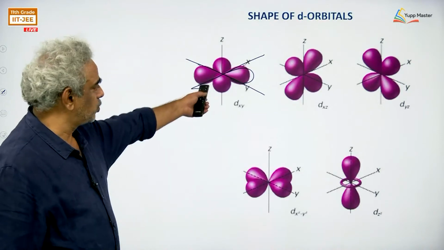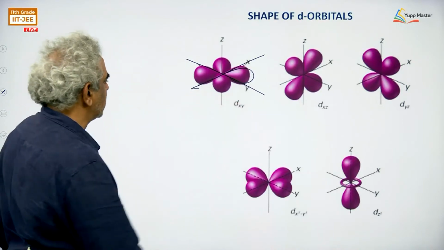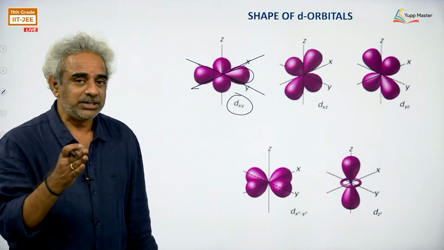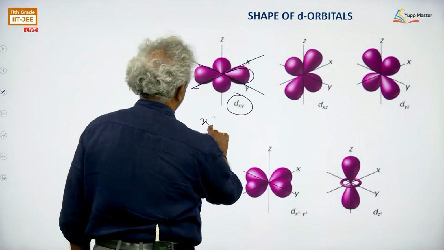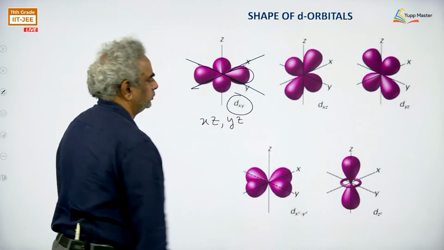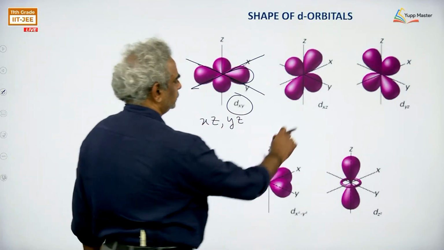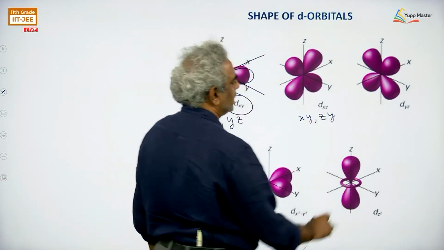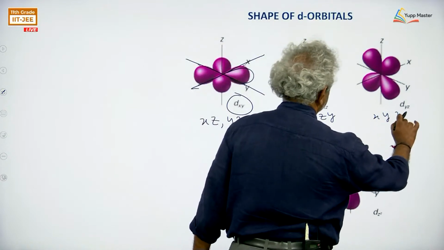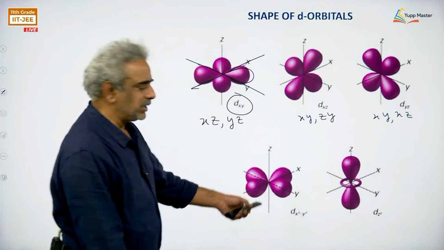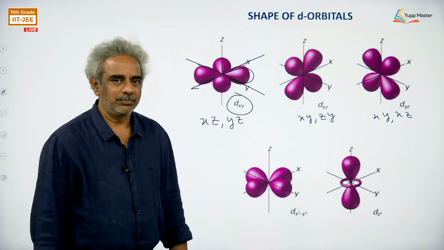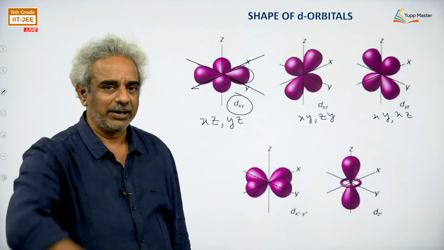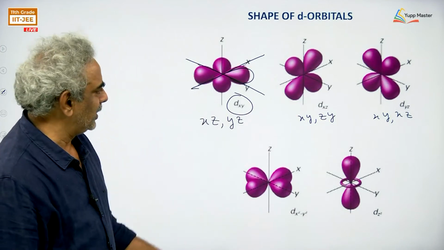Each orbital has two nodal planes. dxy. What are the nodal planes for dxy? xz and yz planes. For dxz, xy and zy planes. For dyz, xy and xz planes. For dx square y square you can't find Cartesian planes. And for dz square there is no nodal plane because the torus is there. So these are d orbital shapes.